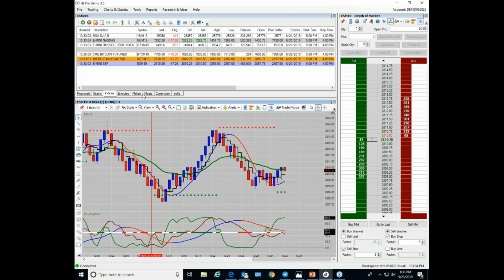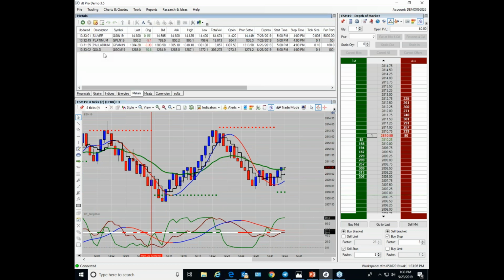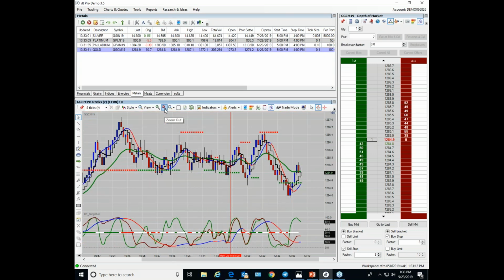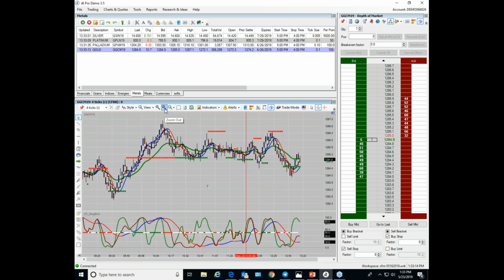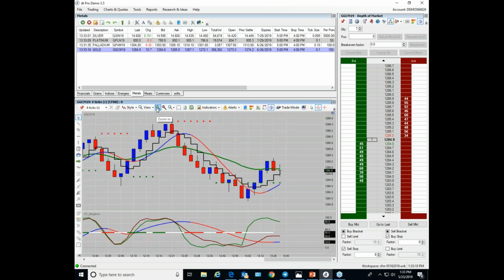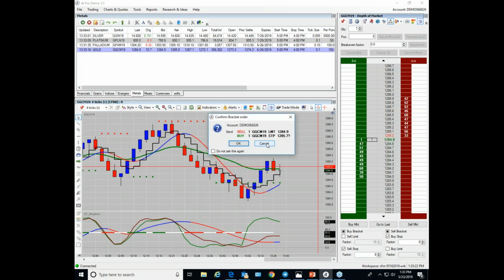Let's go to gold. Gold's traded a lot in the training room. Notice how I zoomed out. All right, so hold on. I want to do something here and show you.